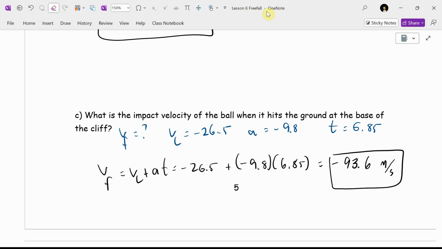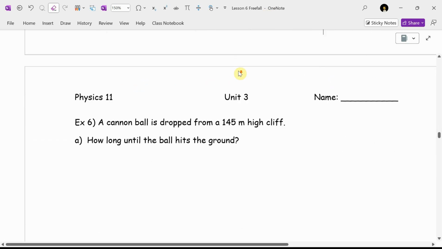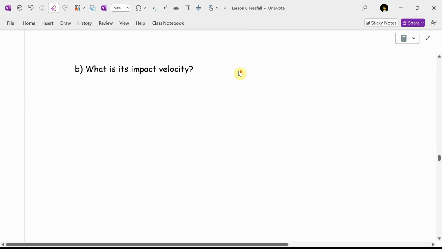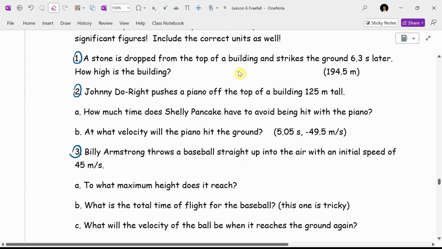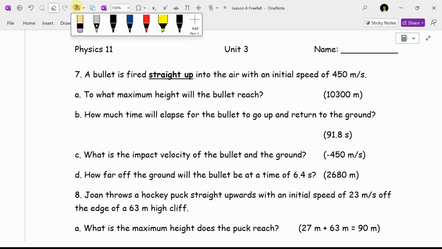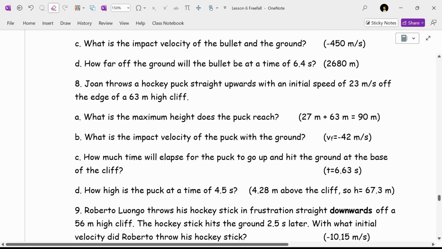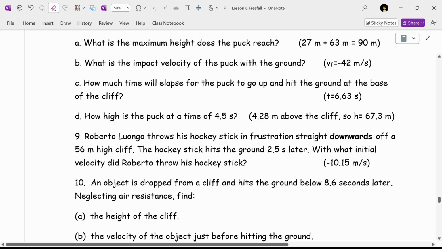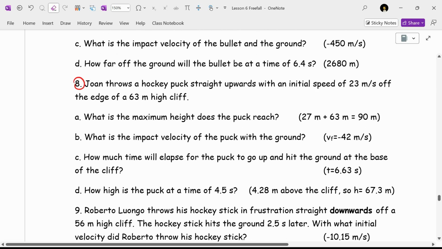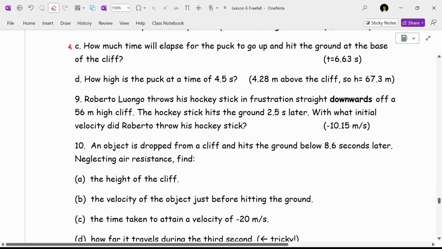I'm going to pause here. I already said you can do 1 through 6. I'm going to finish this lesson off when I see you folks next class. But for now, if you want to get a head start, you can now do number 7. You can now do number 8. Put a little star next to those two. Those ones are tricky. Number 9 you can do.